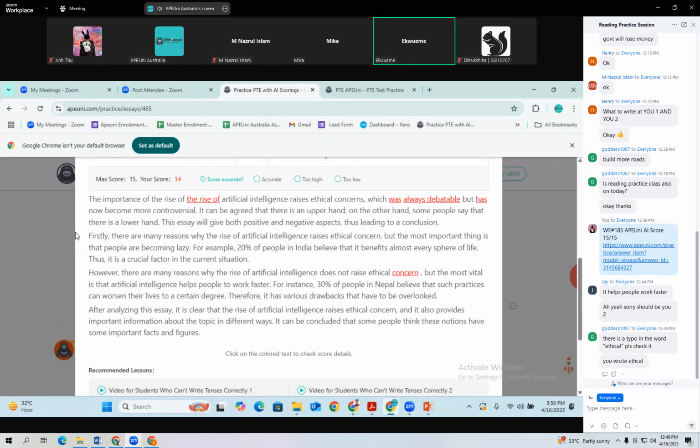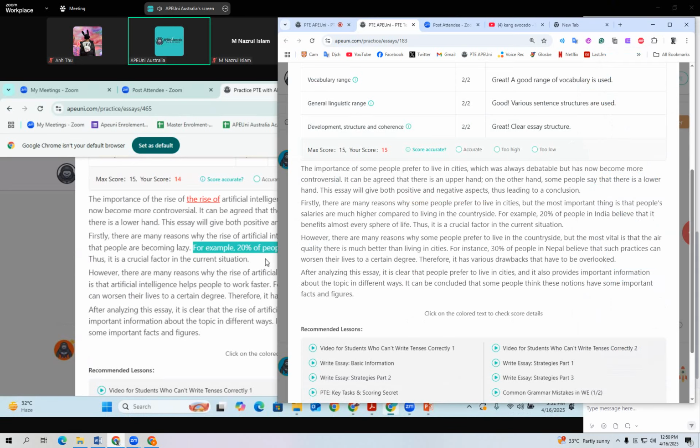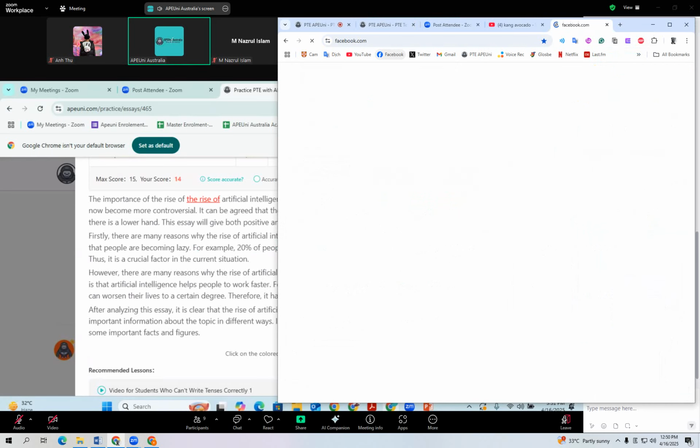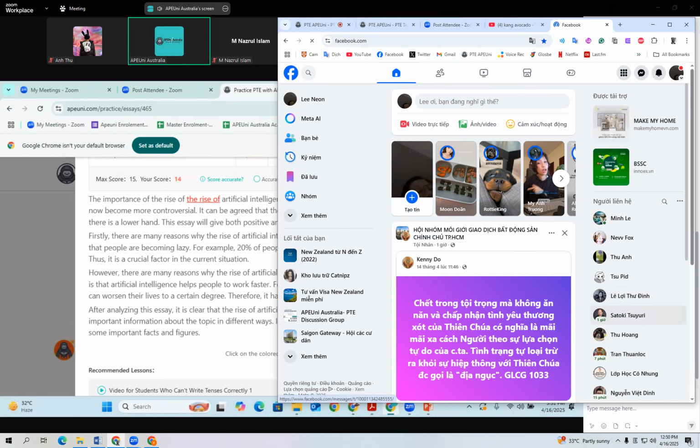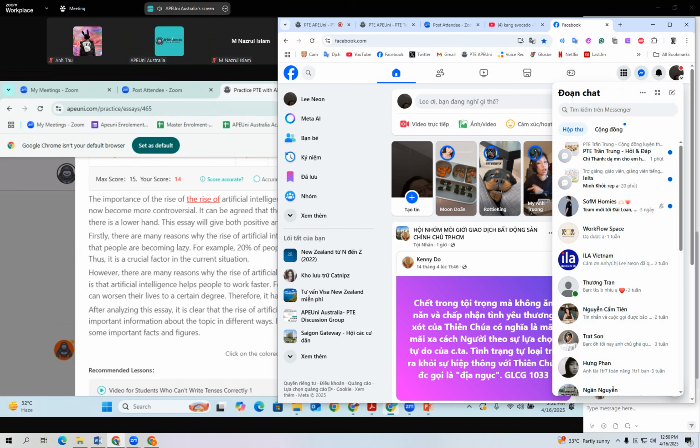Thirdly, if you get 2 essays, let's say you are getting back-to-back 2 essays, okay? What will you do? Try to change these things. For example, 20% people in India. So you can change this thing into 35% of people in Australia. And here, for instance, you can write 80% or 85% of people in Canada. Okay, like this way. Just change these 2 things. Okay. Thank you.